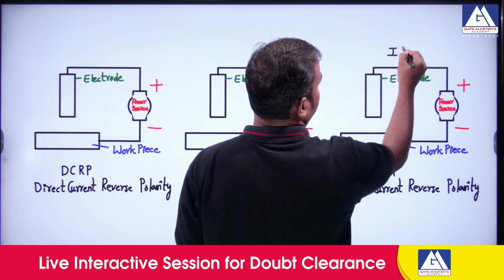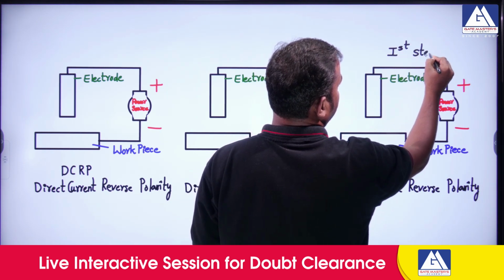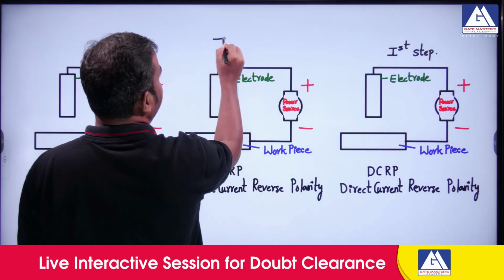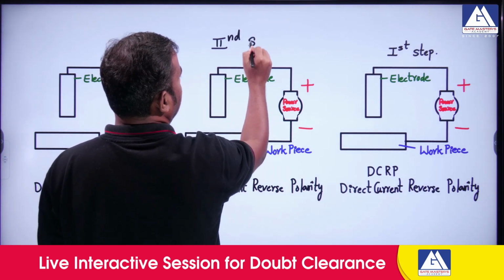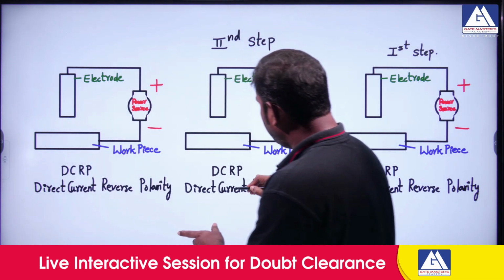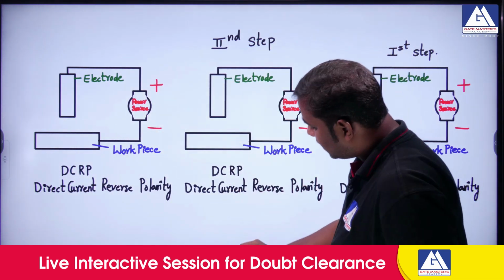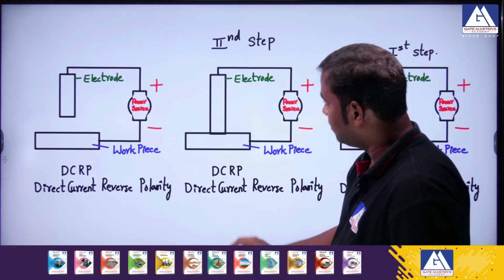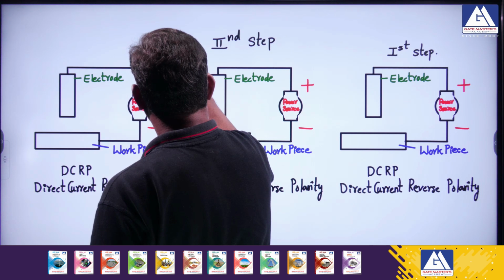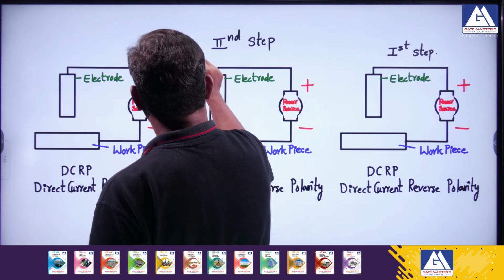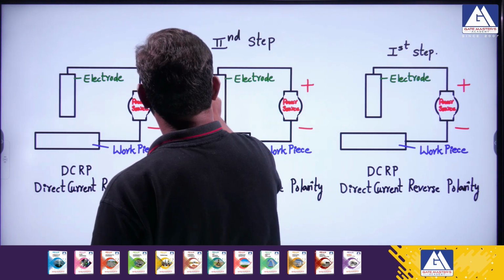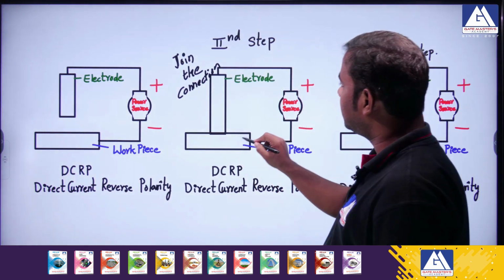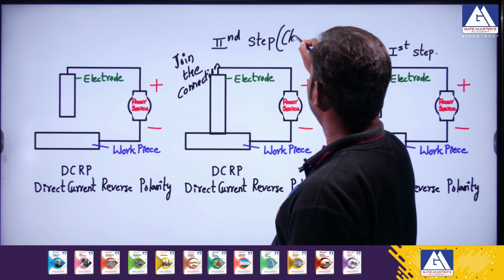First step is giving connection. Then the second step is where we need to close the connection, or we can call it closing the loop. How we are going to close the loop is, we are going to bring down this electrode here, or else we can call it join the connection, so that the circuit is complete. Okay, close the circuit.